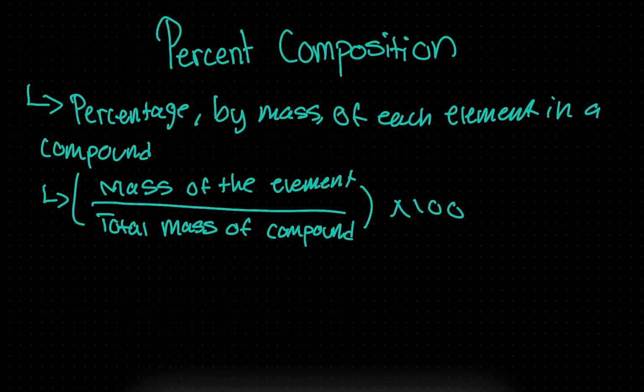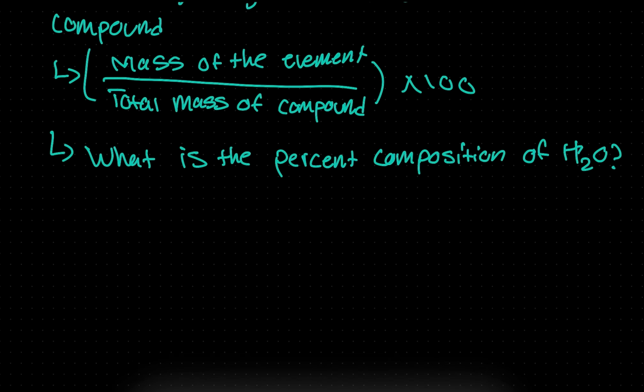Now, this might seem a bit overwhelming, right? But basically, percent composition is what percent is hydrogen and what percent is oxygen in H2O. What you say is, what is the percent composition of water, right? H2O. It's basically asking what percentage is hydrogen and what percentage is oxygen. So, let's find that out using this formula. What is the percent composition of H2O?